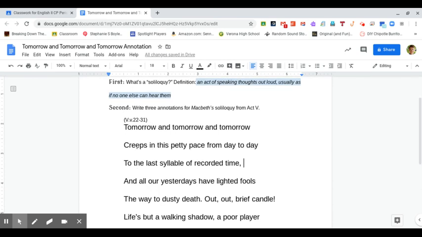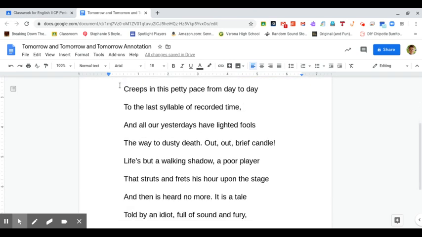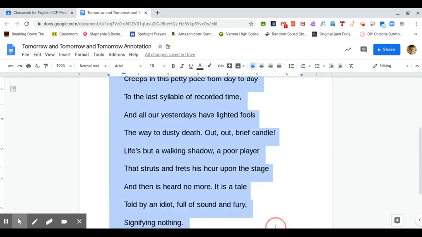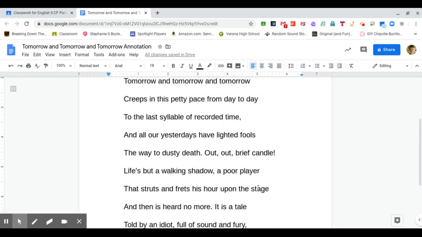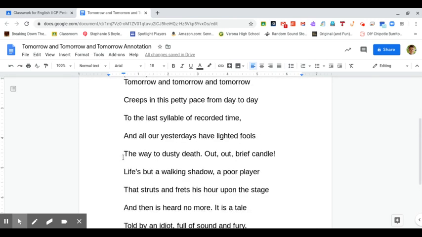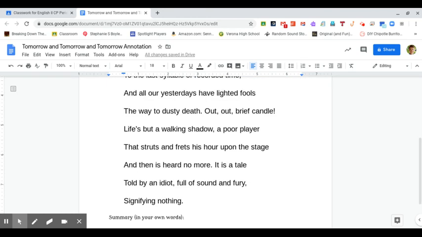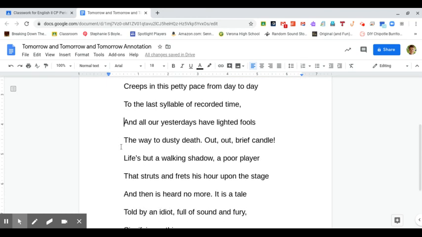What I would like you to do after you get the definition down is annotate the "Tomorrow and tomorrow and tomorrow" speech 3 times on your own. We're going to do one together so you see what the annotations we are looking for might look like. What I'd like you to try to do is sift out 3 examples of figurative language or literary devices that you can find. For example, and we're not going to do this one together, I want to show you that the whole speech seems rather short, but there's a lot going on in here.